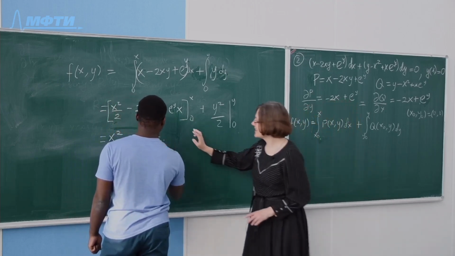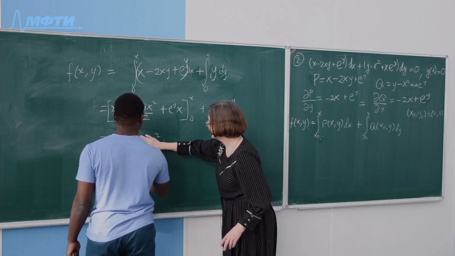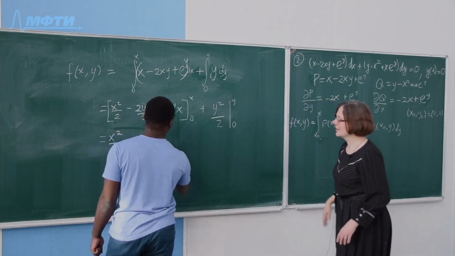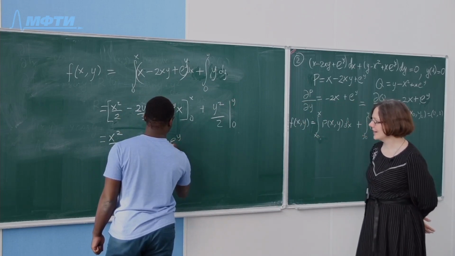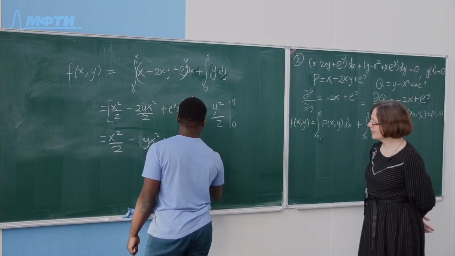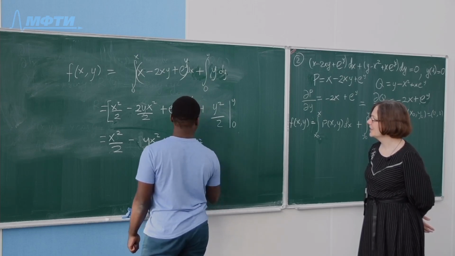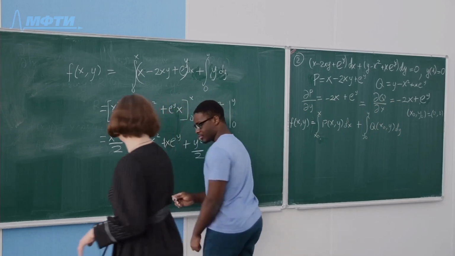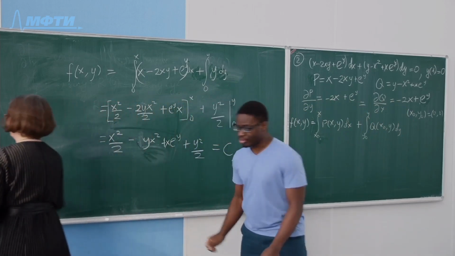Let's cancel out 2. So we need not write it. Y squared, plus e to the right. Y squared half. And equals c. Right. Thank you. Put it here.